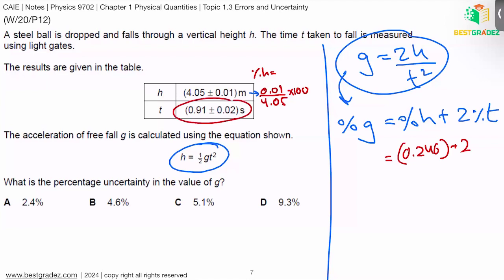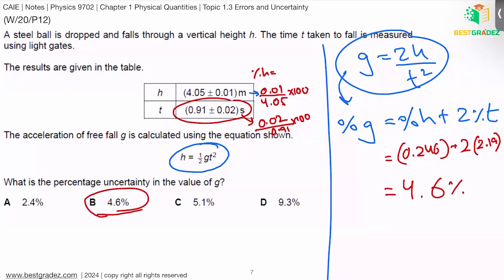Can you convert this into percentage? Okay, 2.19. So what do we get as a whole? Plus 0.246. What do we get? I think 4 point something. 4.6. Only one option in 4. So B is the correct answer.